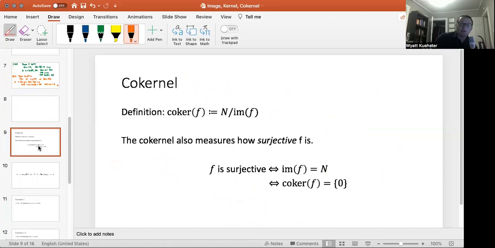And similarly, we have the co-kernel. So for a module homomorphism, or ring homomorphism or abelian group homomorphism, etc., the co-kernel is easy to define. Sometimes it's not as easy to define, but here the co-kernel of f is just the codomain divided by the image. And so we know since f is surjective if and only if the image equals the codomain, that says that the co-kernel of f equals 0 if and only if f is surjective. So the co-kernel also measures how surjective f is, and if it's 0, your map is surjective, and if it's far away from 0, your map is not very surjective.